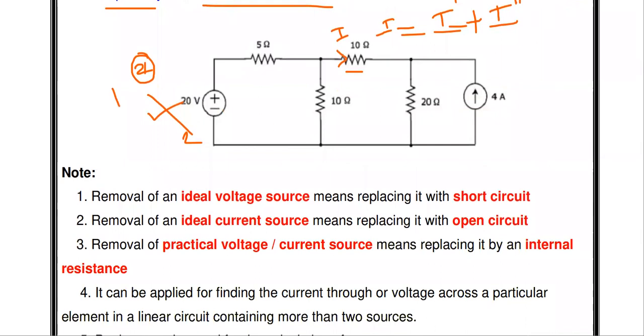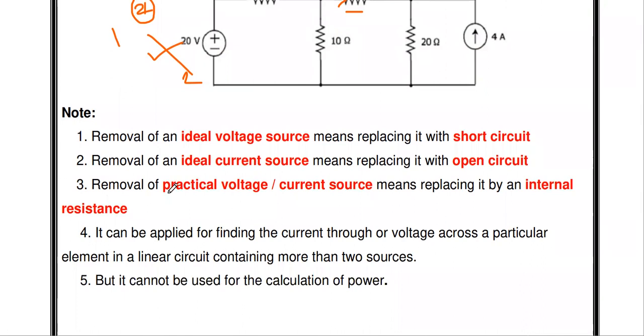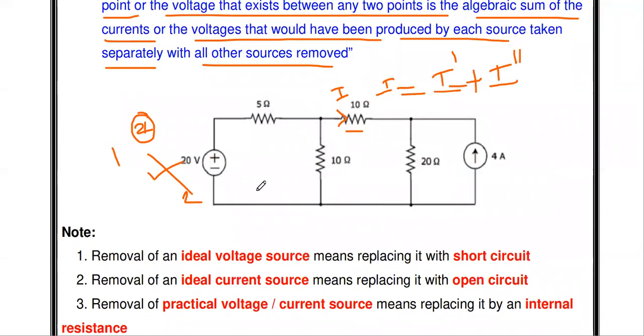To solve superposition theorem problems, note down these important points. When solving, we have to activate only one source at a time. For example, if we activate the voltage source and deactivate the current source, deactivating means we have to remove that entire branch. At that time, the ideal current source is replaced by an open circuit.